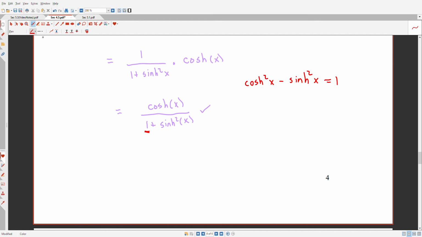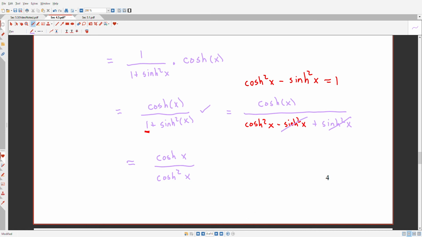So if I want to, I can leave my cosh of x as the numerator, and then in the denominator, instead of 1, I'll write it as cosh squared of x minus sinh squared of x. And then I still have that plus sinh squared of x. And now these two will cancel. And so I can rewrite this fraction. This is actually cosh of x divided by cosh squared of x. And of course I can cancel one of those coshes from up top and one in the denominator, and I get 1 over cosh of x, which I believe we were calling sech, the hyperbolic secant of x.